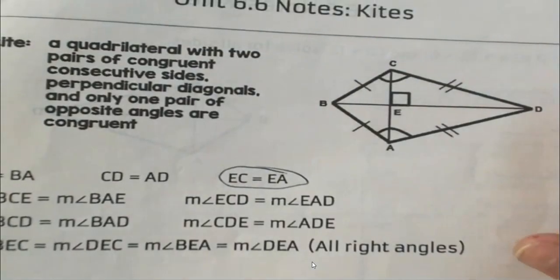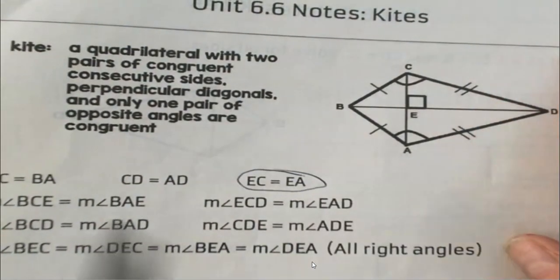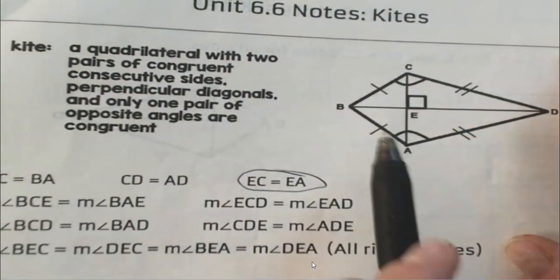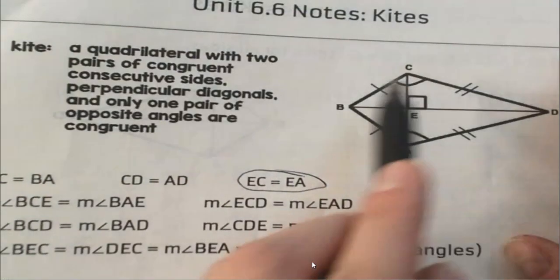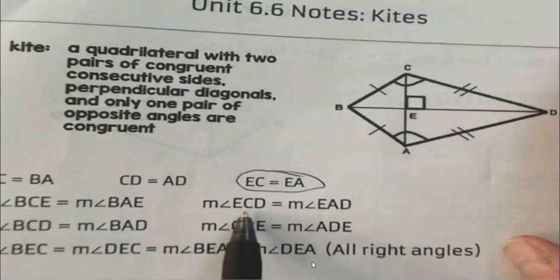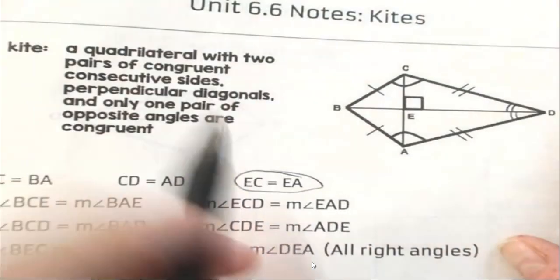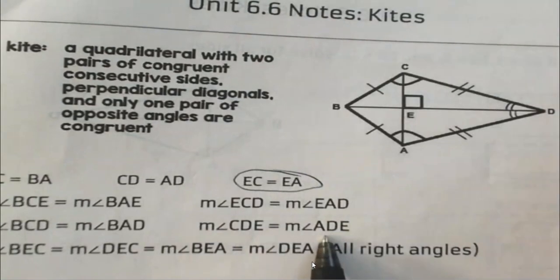Okay. One last thing that's written here, that's not on here, we're actually going to write in, is you see where it says that it's this one. CDE. So this angle right here is equal to this angle down here. CDE is congruent to ADE.